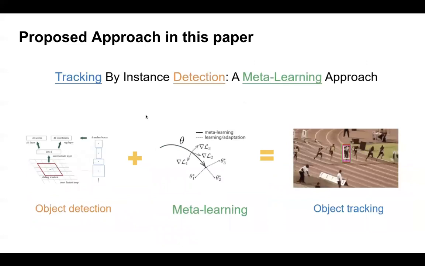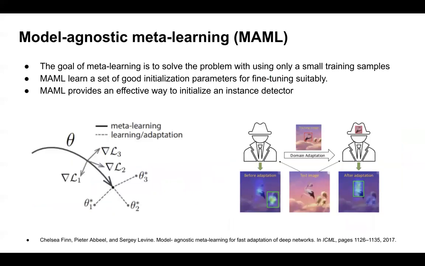In this work, we would like to build a connection between these two tasks: tracking can be built as object detection coupled with meta-learning. Model-agnostic meta-learning, which is MAML, is an important algorithm that supports the network in learning a set of good initialization parameters that are suitable for fine-tuning. During training, the parameters of the model are explicitly trained such that a small number of gradient steps with a small amount of training data from a new task will produce good generalization performance on that task.